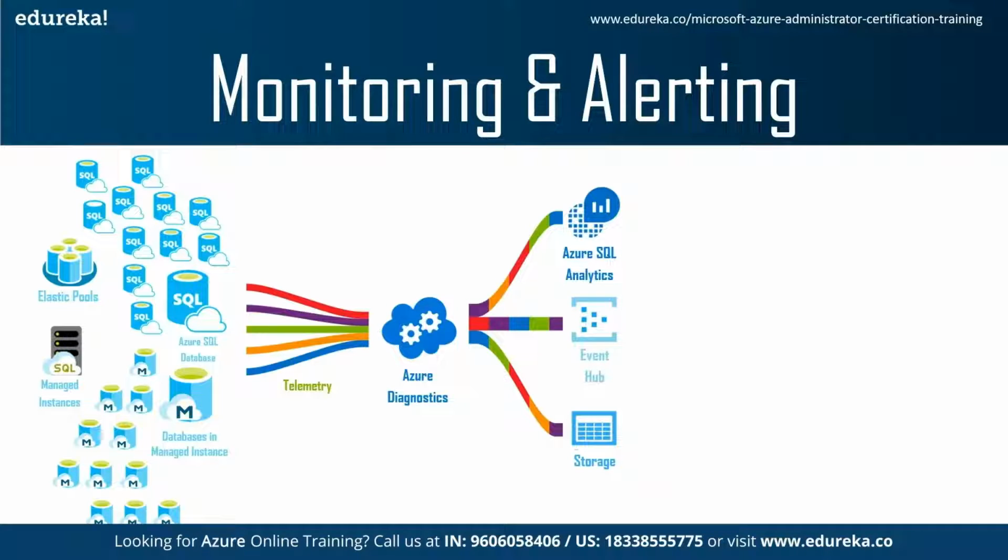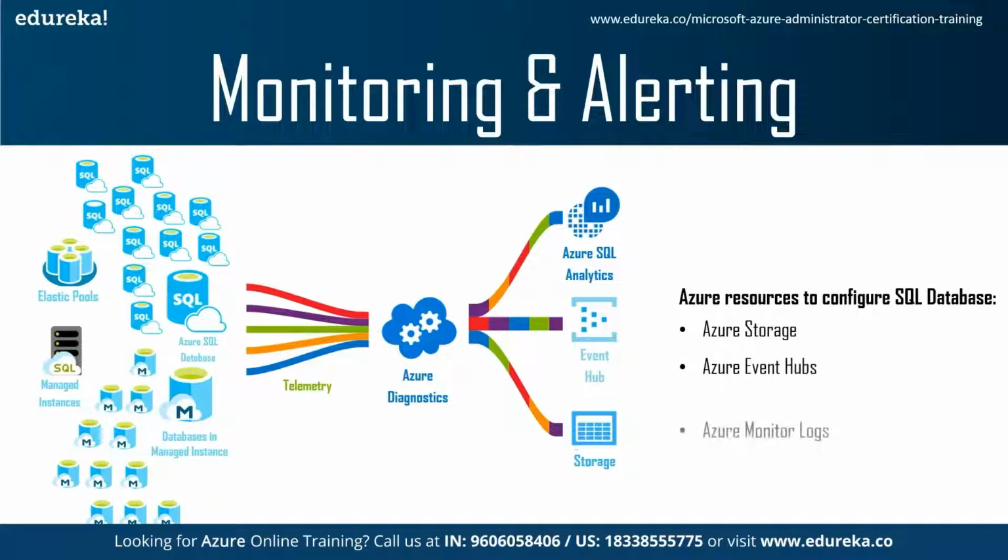You can configure SQL database to store resource usage, workers, and sessions and connectivity into one of these Azure resources. The first one is Azure Storage, for achieving vast amounts of telemetry for a small price. The second one is Azure Event Hubs, for integrating SQL database telemetry with your custom monitoring solution or hot pipelines. And the third one is Azure Monitor Logs, for a built-in monitoring solution with reporting, alerting, and mitigating capabilities.